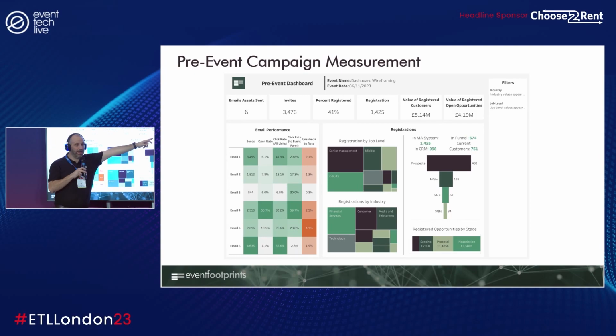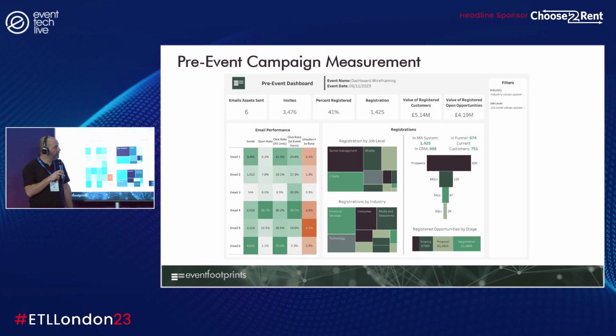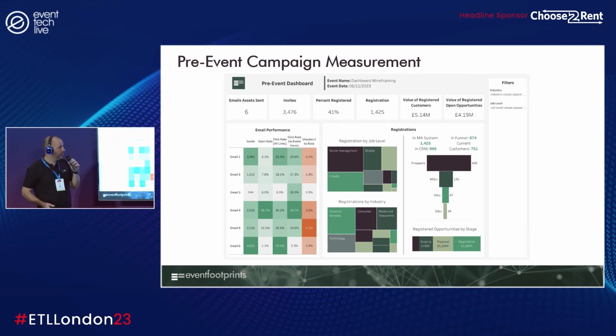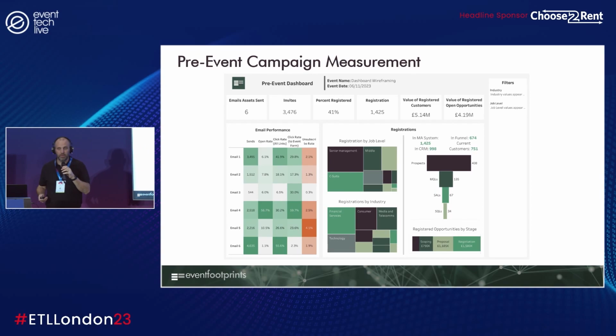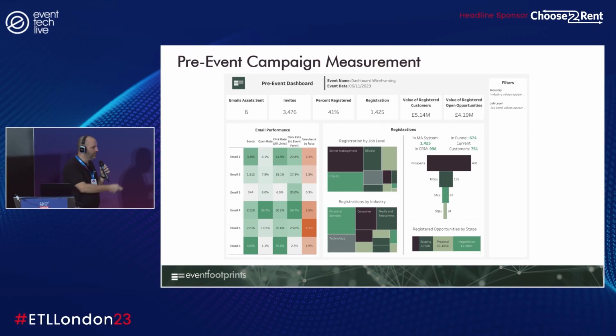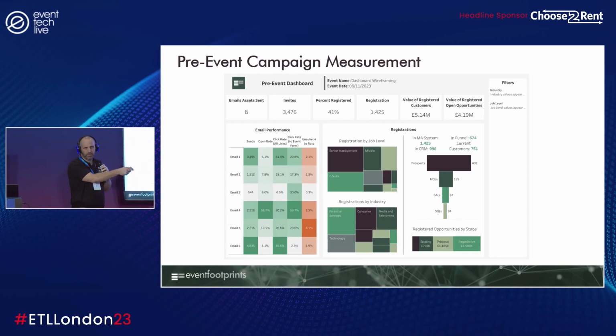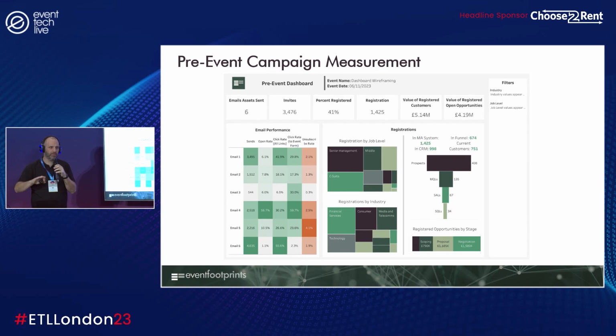And actually this is the amount of open opportunities that we've got with prospects. So we can loosely say that our event is influencing £9 million worth of business opportunity, even before they've gone on site. And then you can have a look at, well, what's the makeup of that audience in your CRM, prospects, marketing qualified leads, sales qualified leads, etc.